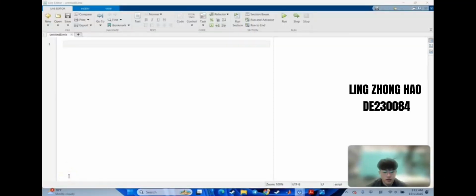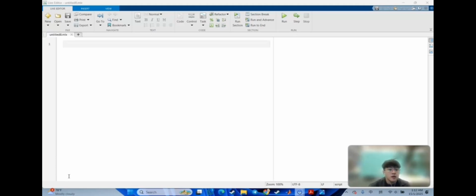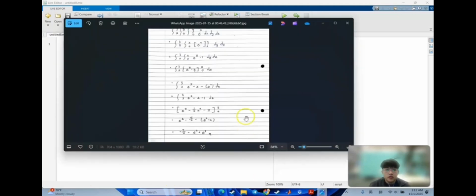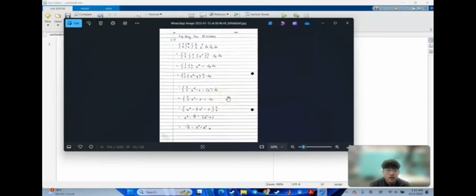My name is James Pao, and my metric number is D2300F4. I'm going to present the simulation of question 5 in our group project. I have done the manual calculation for question 5, and this is the question. It is a triple integral, with z from 2 to 3, y from 0 to z, and exponent x dx dy dz.